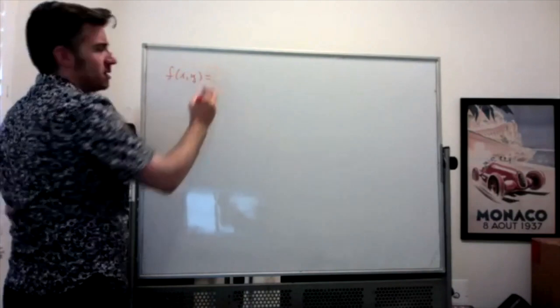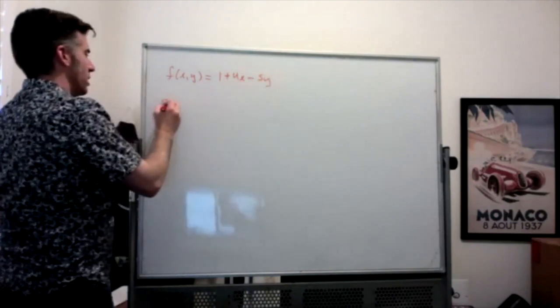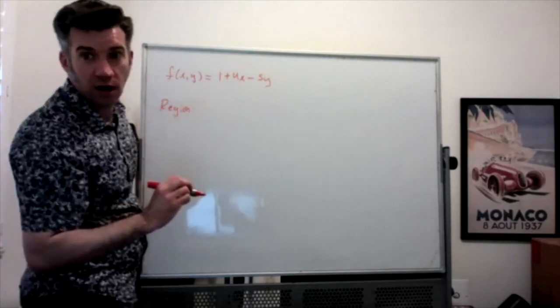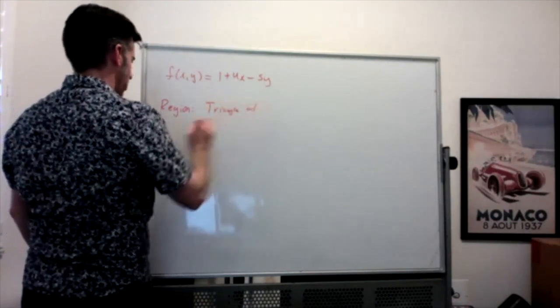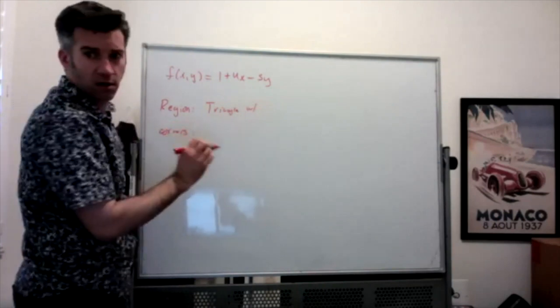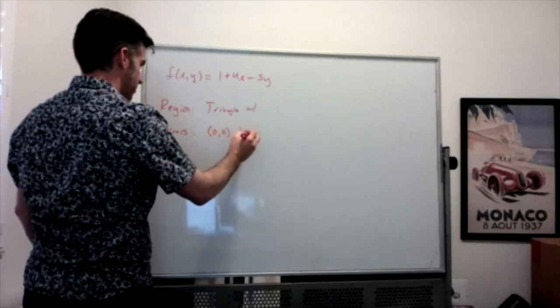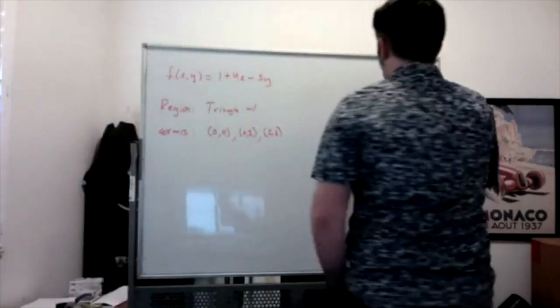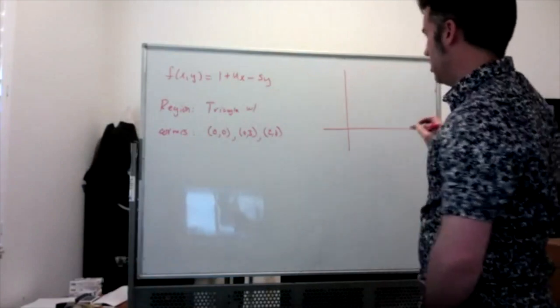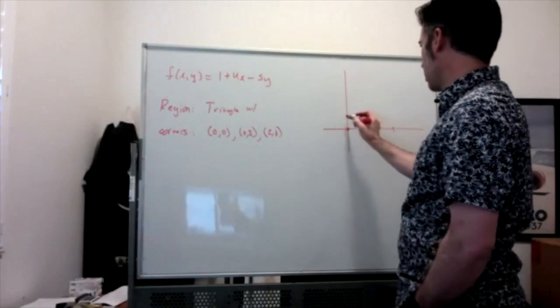So let's look at this function. Let's say our function f of x, y is equal to 1 plus 4x minus 5y. And the region is the region bounded by the triangle with corners 0, 3, 0, 0, and 2, 0. It definitely is going to be in your interest to draw these regions. So here's our region. I got 0, 0. I got 2, 0, and I got 0, 3.